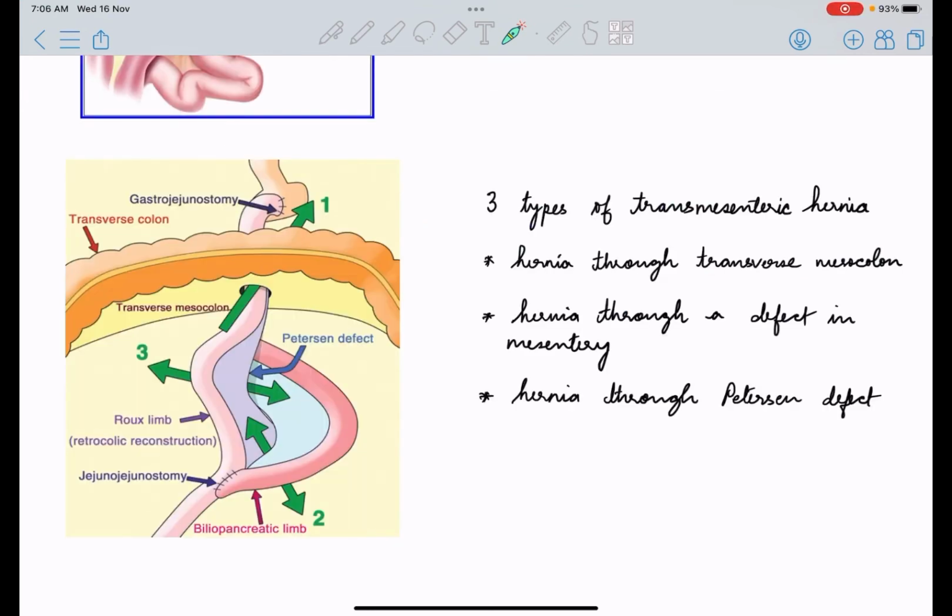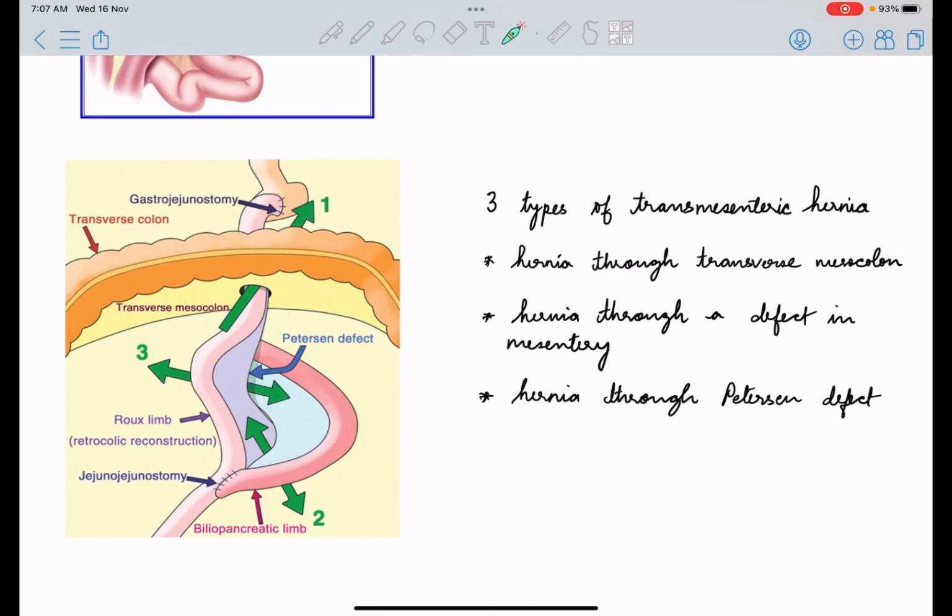Transmesenteric hernia can be divided into three basic types. One is hernia through the transverse mesocolon, as we have discussed previously. While constructing a retrocolic loop, we create a defect in the transverse mesocolon, and so whenever there is herniation of bowel through the transverse mesocolon, it gives rise to this type of transmesenteric hernia. The second is hernia through a defect in the mesentery, and the third is hernia through Peterson defect.